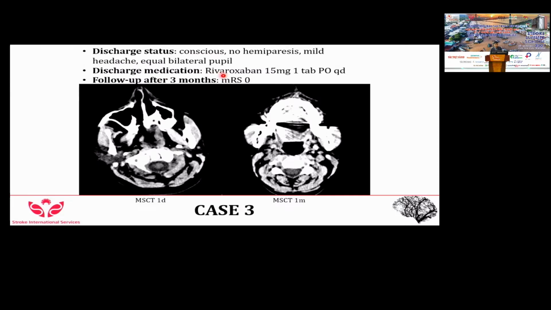And discharge status is conscious, no hemiparesis, mild headache, equal bilateral pupils. For medication, we still use rivaroxaban 50 mg, 1 tab per day, and follow up after 3 months. MRS is 0. The patient can take care of herself independently.